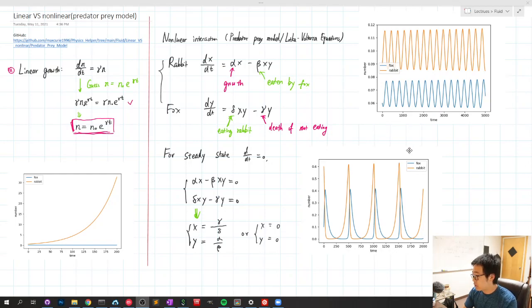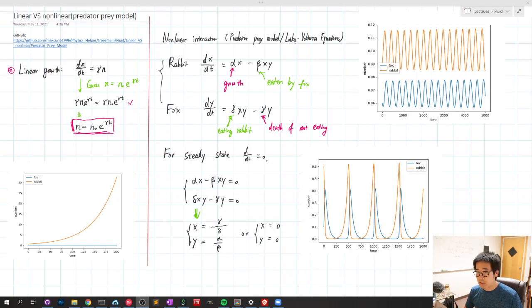Okay, let me introduce you to linear versus nonlinear using a predator-prey model. The model is really simple. For linear growth, we just have dn/dt equals gamma n, and we get an exponential growth. Imagine bacteria in test dishes. It just grows without any constraint with a sufficient amount of food. Basically, in an unlimited resources scenario, we have a linear growth.